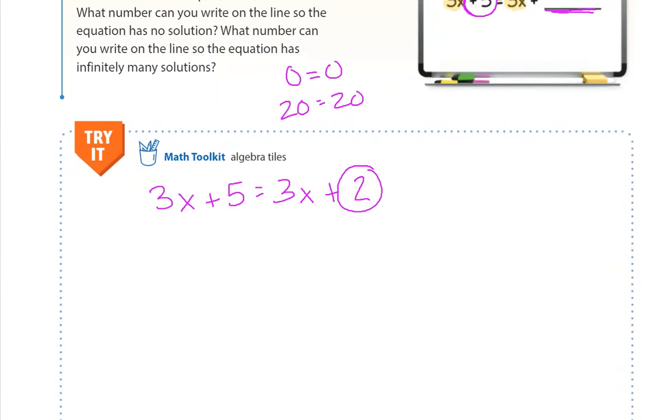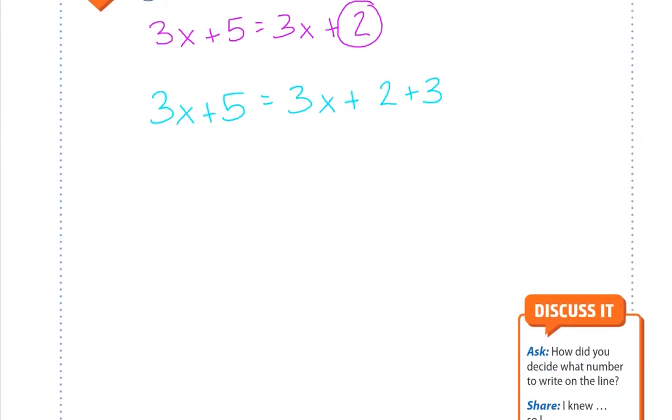And then if we want it to have infinitely many solutions, we still got our 3x plus 5. And then we've got our 3x plus 5. Make it the same. It's got infinitely many solutions. If you want to get fancy, maybe you could put 2 plus 3. Yeah, let's get fancy. Okay, that's our fancy answer.